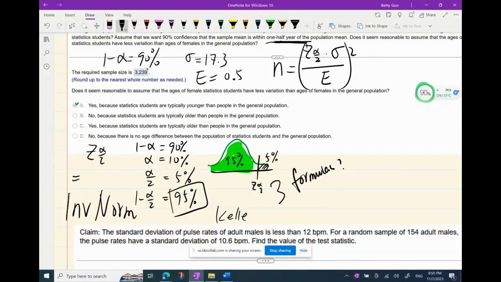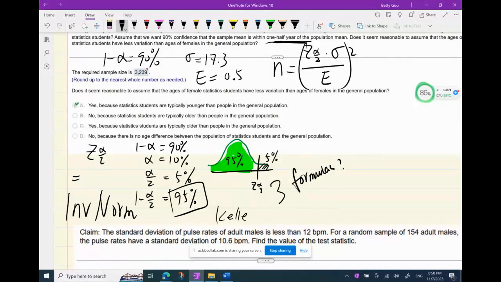All right, so let's go to the calculator. Go to second vars, inverse normal, number 3. The area is going to be 0.95. Yeah, the one in the box. That's the area you're going to enter. That's the only thing you need to take care of. And then I got a critical value.